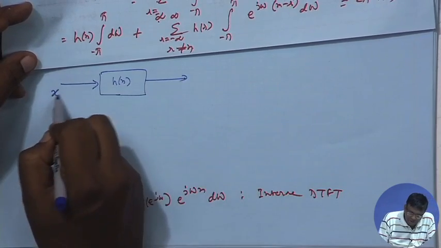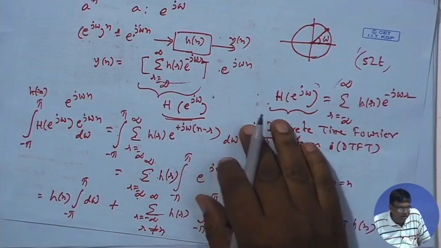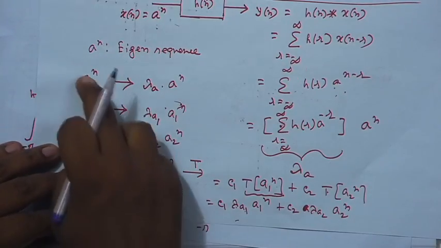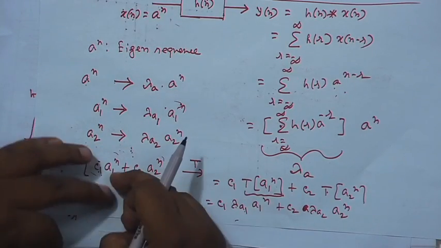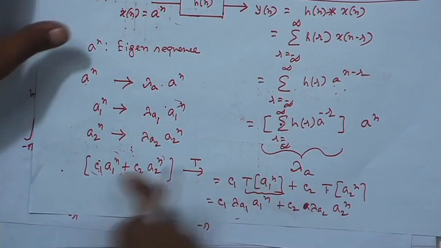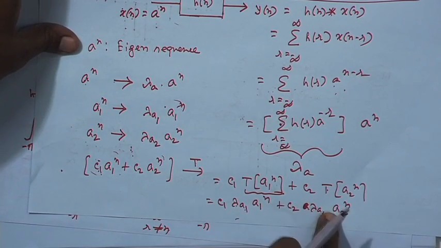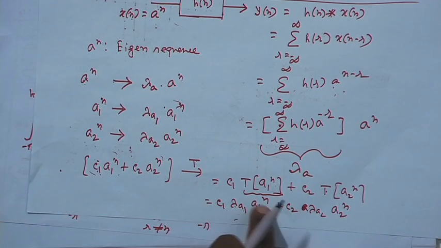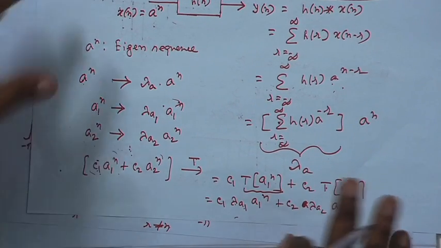If I give any arbitrary xn, earlier I was given either directly eigen sequences or their linear combinations. So, computation of output was fine. You do not have to carry out convolution, you can directly write output in terms of the individual eigen sequence responses, lambda a1 a1 to the power n, lambda a2 a2 to the power n, like that.